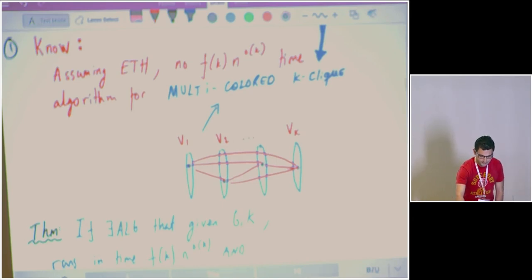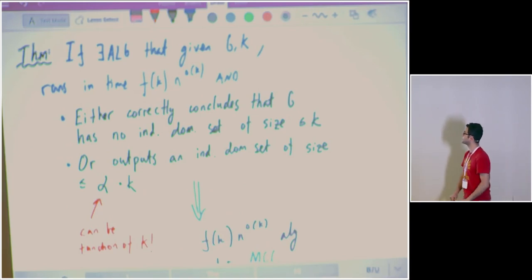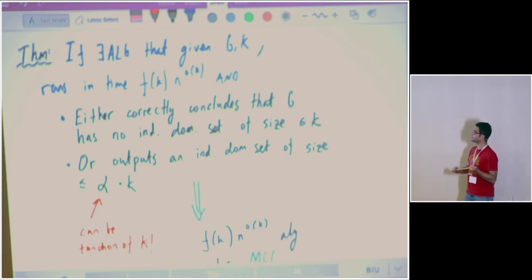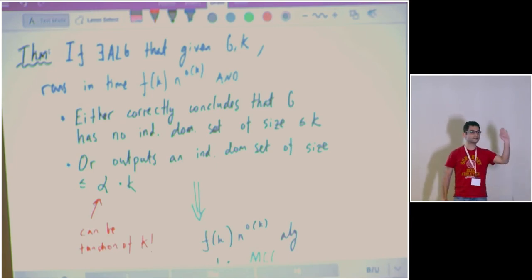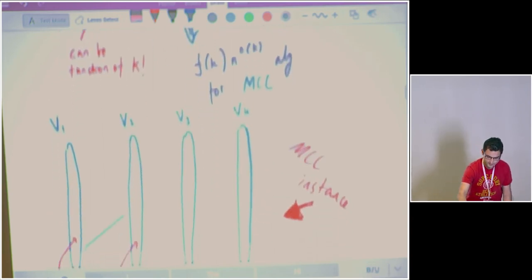Now, what we're going to do is show that if there exists an algorithm that, given a graph G and an integer k, either correctly concludes that there is no independent dominating set of size at most k, or outputs an independent set of size alpha k, where I can choose alpha to be as big as I want, then I can decide multicolored clique in the same running time. Okay. So how do we prove this?